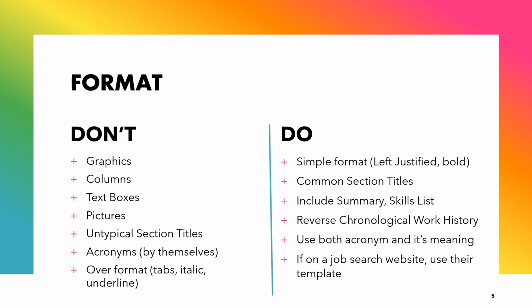What you want to do is have a very simple format, left justified. You can use bold, that's okay, and you can use color on text. You want common section titles that are just known: work history, education, skills list, technical skills list, certifications, those types of titles. Make sure to include a summary and a skills list along with your work history. Your work needs to be in the reverse chronological order.